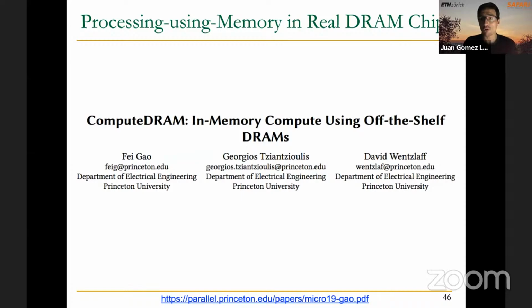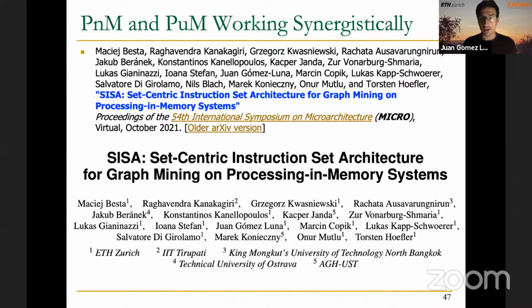And maybe some of you might be asking yourselves, okay, what if we put in the same system processing near memory capabilities and processing using memory capabilities? That's for sure something that will be possible at some point, and it's definitely something really promising: having different types of processing in memory working synergistically.